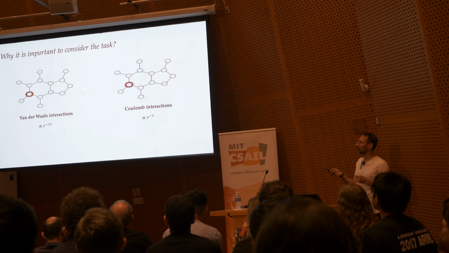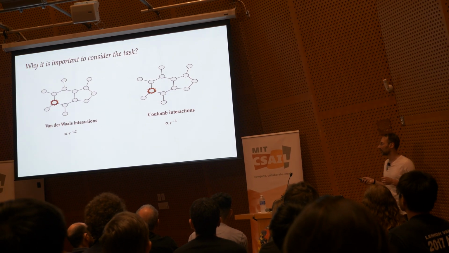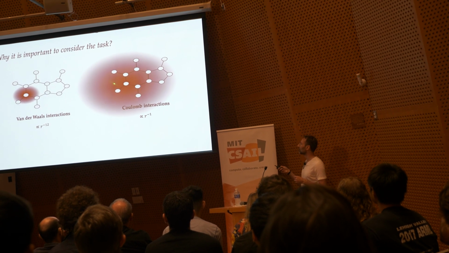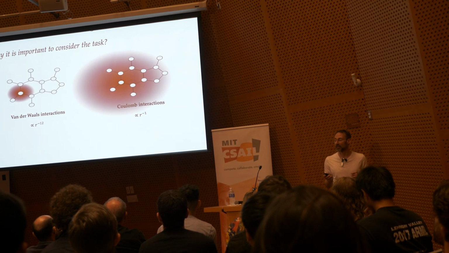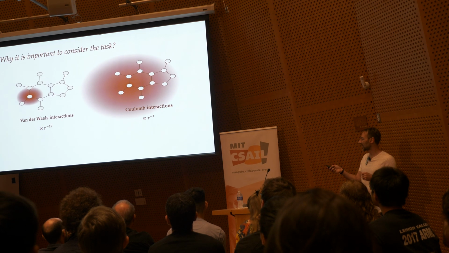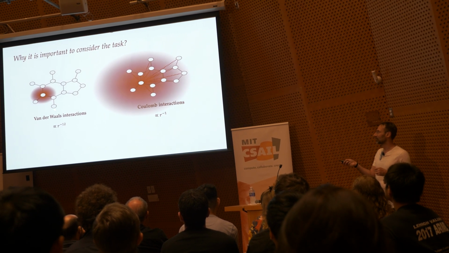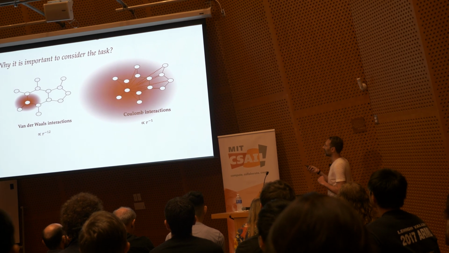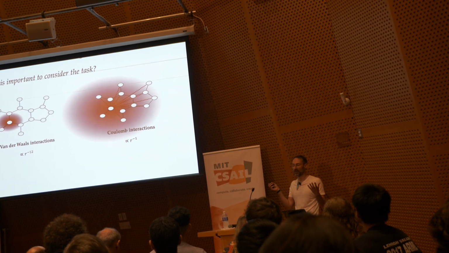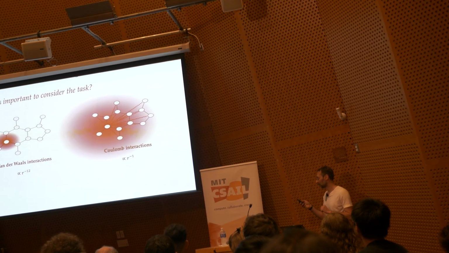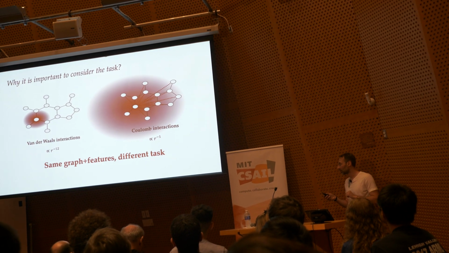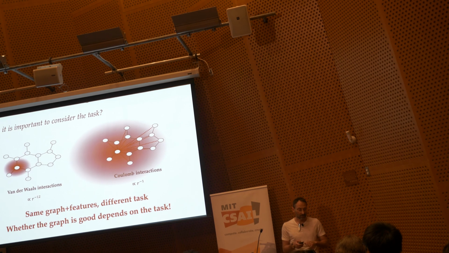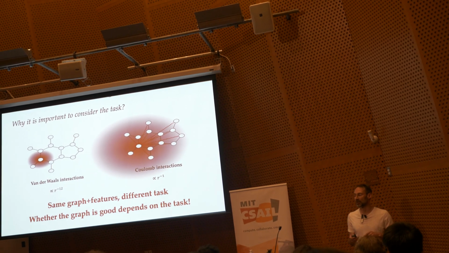So in the molecule, I have different types of forces. I have van der Waals forces that decay very fast, and I have electrostatic or Coulomb forces that decay very slowly. So in the fast decaying case, I can easily use the given graph, and basically everything is local. In the slow decaying case, I probably need maybe a complete, fully connected graph. So this is again to show that we have the same graph, the same features, two different tasks, and whether the graph is good for message passing depends on the task.